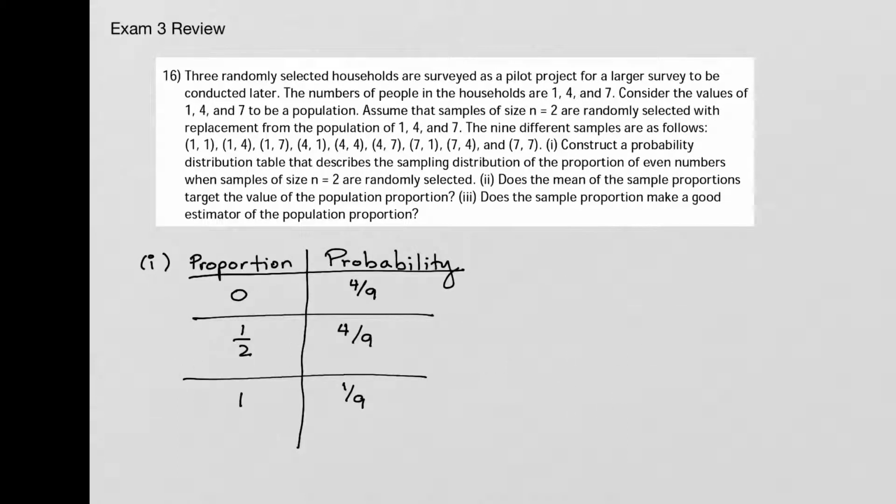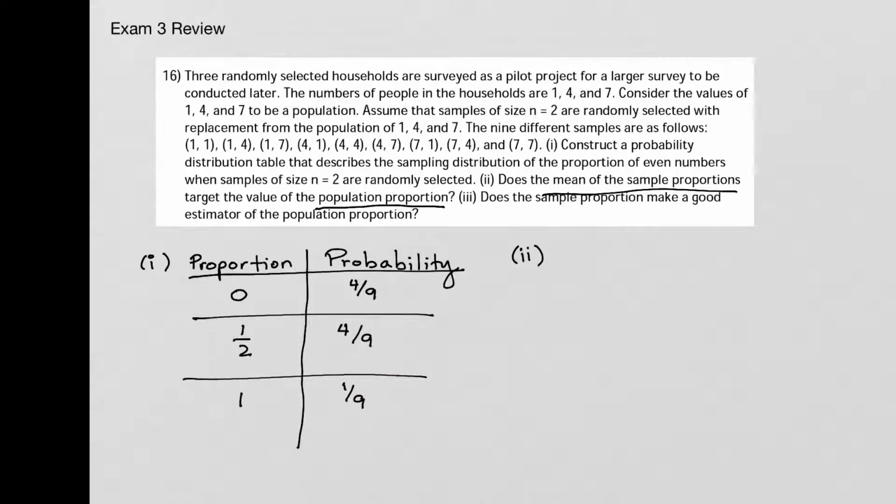Now in part 2, they ask, does the mean of the sample proportions target the value of the population proportion? So we have two values that we're looking for here. We want to know what is the mean of the sample proportions and what is the value of the population proportion. So let's start with the mean of the sample proportions, and that's the mean that we calculate with this information, our probability distribution table that we just computed in part 1.